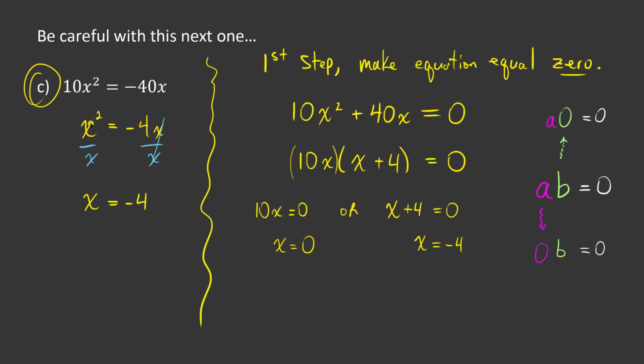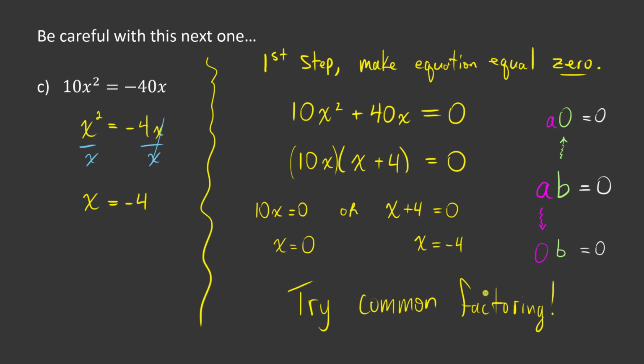And is there maybe a way that I can check that? Absolutely. I can plug these values in. What we want to do is make the equation equal to 0 and see if we can factor. So we're going to try common factoring. Try common factoring. It's really crucial. And so for now, that's where I'm going to leave you.